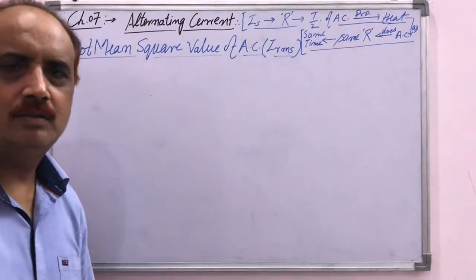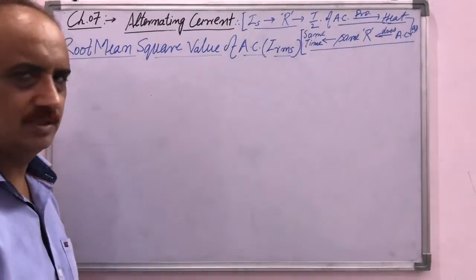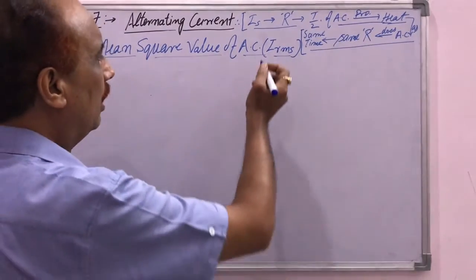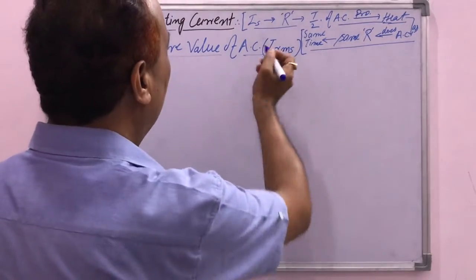Hello students, in this video we will study the root mean square value of AC, denoted by I RMS. RMS means root mean square value of I.